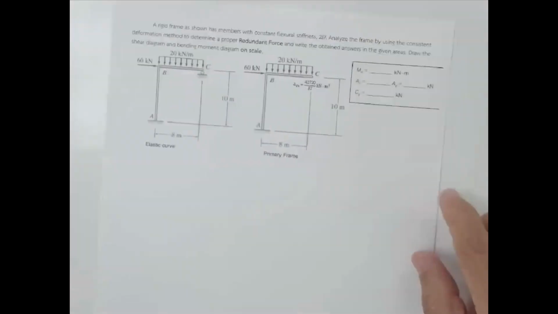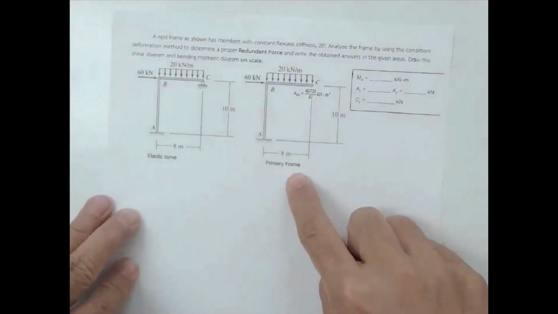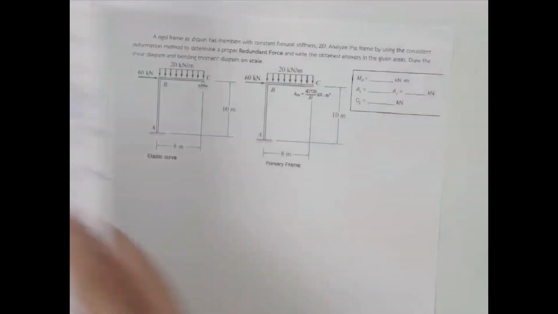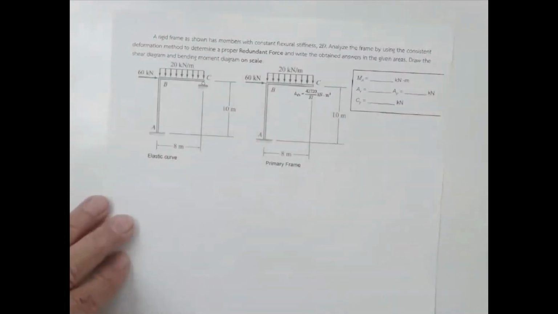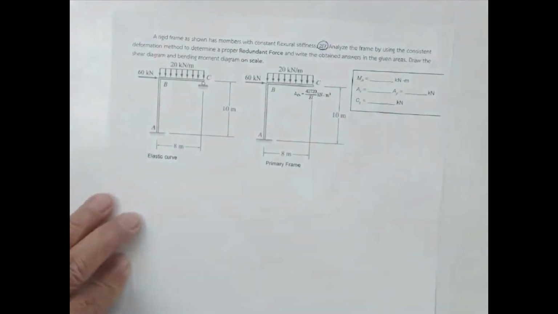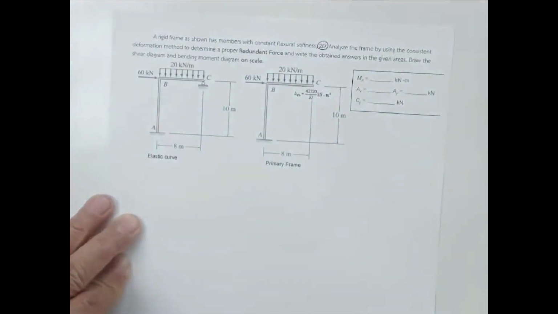For the next one, come to the problem over here. This one has a special thing. The instructor provides you with the primary frame. That's another tactic. You've got to know it. Again, the same thing. This has two EI, not only one EI. Both of them have two EI and two EI.